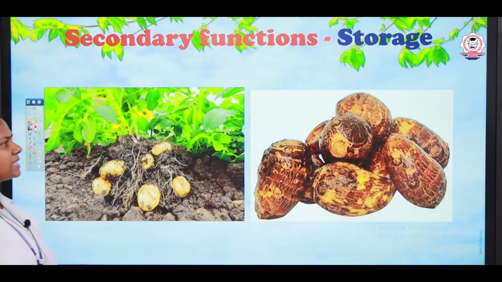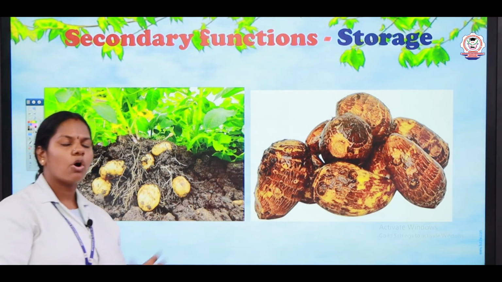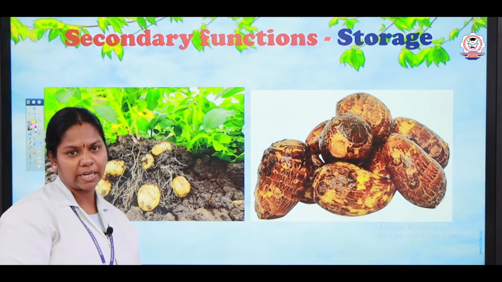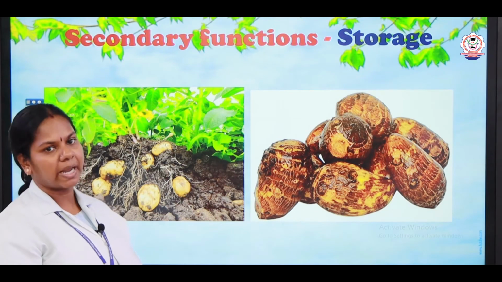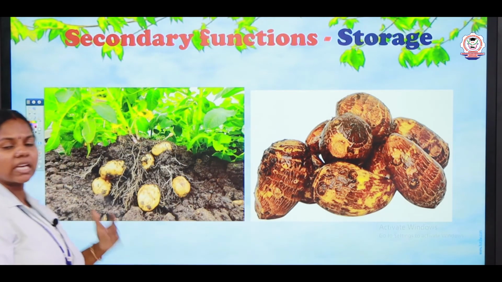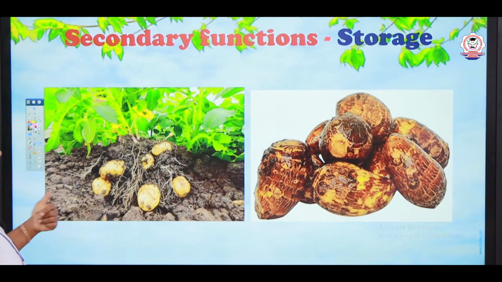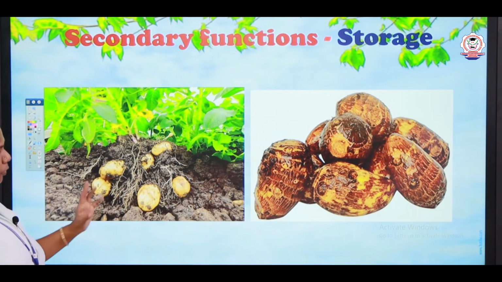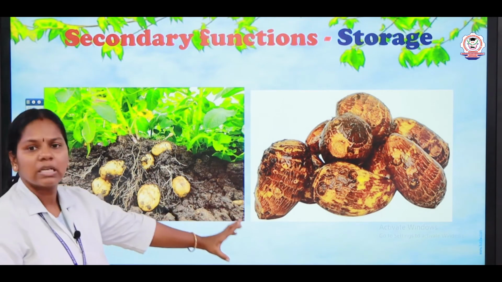The first one is the storage. Some stems store their food, right? Store the food for the entire plant. Such stem we say it as storage stem. The example for storage is potato, right? This is potato and this is colocasia.